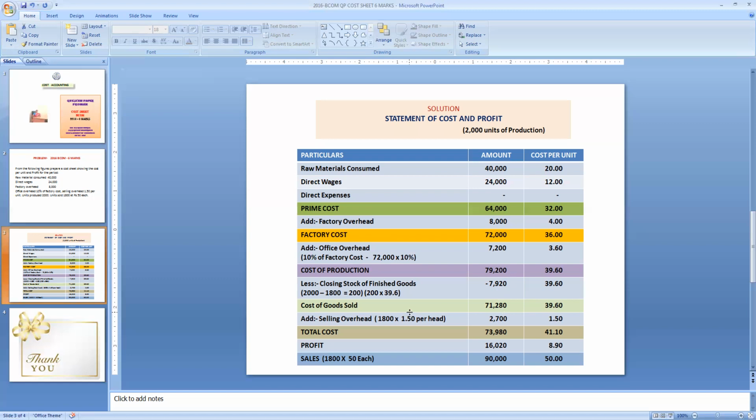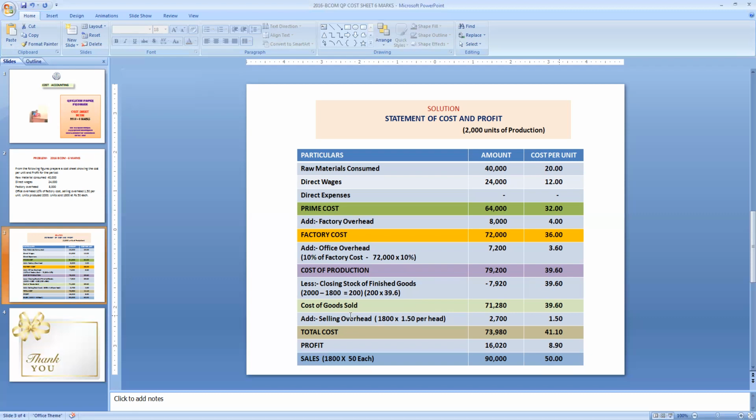If there is no closing stock and opening stock values are given, there are no adjustments, so whatever the cost of production will be, that will become the cost of goods sold. Now there is an adjustment of closing stock, so it has to be calculated, because it is very clearly mentioned: 2,000 units production, 1,800 units sold, then the remaining value has to be considered as the closing stock. Now the cost of goods sold is 71,280 in terms of value. See, the per unit cost of production as well as cost of goods sold will always be the same, that is 39 rupees 60 paisa.